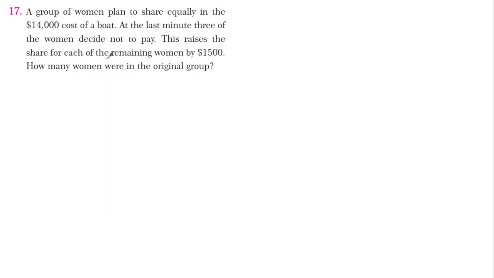A group of women plan to share equally in the $14,000 cost of a boat. At the last minute, 3 of the women decide to not pay. This raises the share. All right, so we have some women here that should share the cost. How would they share it? The number of women, let's say it's W, times the share, let's call it SH, should be $14,000.